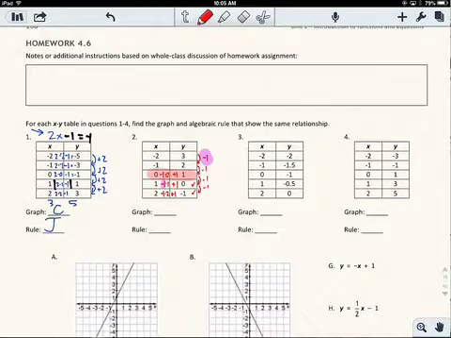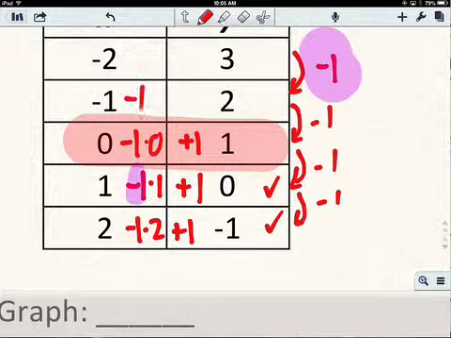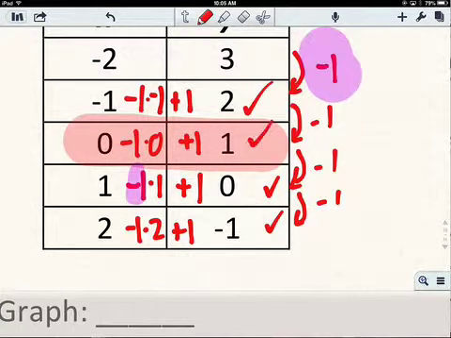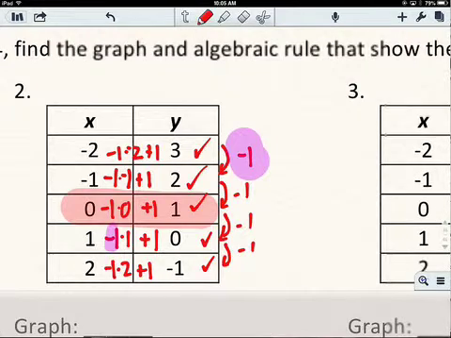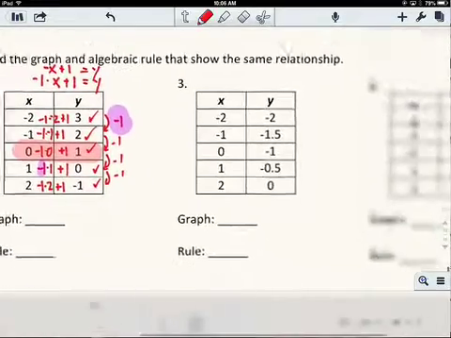All right, so that gives me negative 1 times 0. Whoops, pardon me. Negative 1 times negative 1 is positive 1 plus 1 is 2. It's working. Negative 1 times negative 2 is positive 2 plus 1 is 3. Okay, so that's looking really nice. It looks like my rule must be negative 1 times x plus 1 equals y. And I know that negative 1 times x is just negative x plus 1 equals y, so I may need to look for that as well.